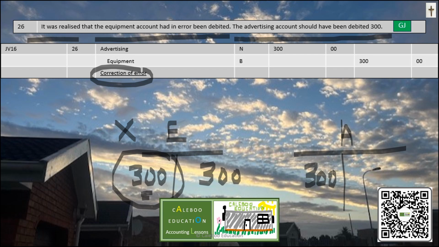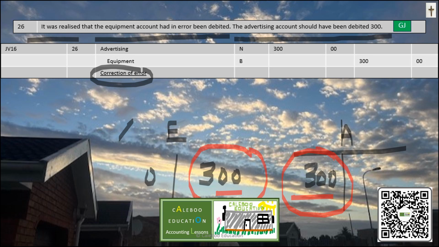Equipment was debited with 300. It should have been advertising. So to fix the error, I needed to credit equipment and debit advertising. So that is the entry. So let's have a look at what I've done in the general journal. Correction of errors done through the general journal. I'm going to clean everything up. I will do a video on correction of errors. Look out for it.